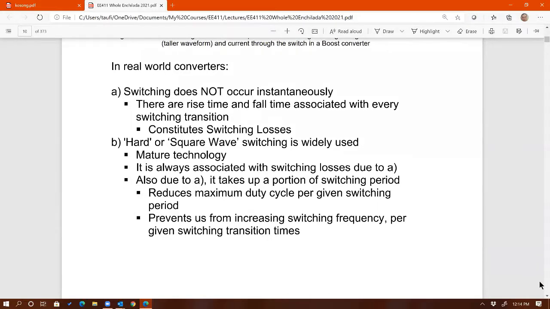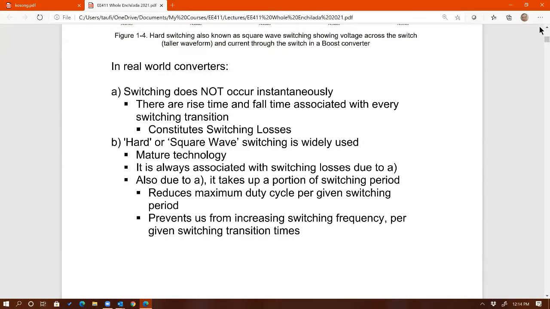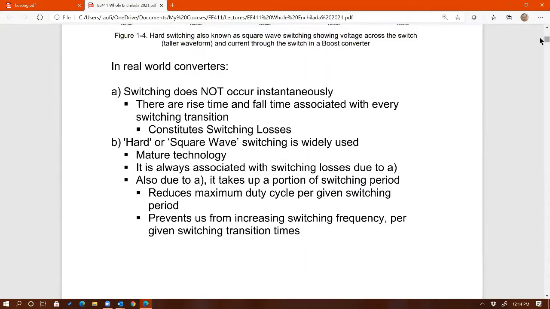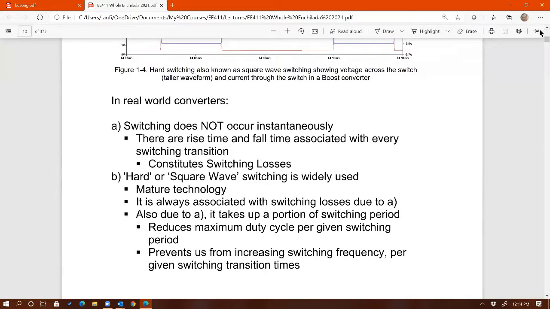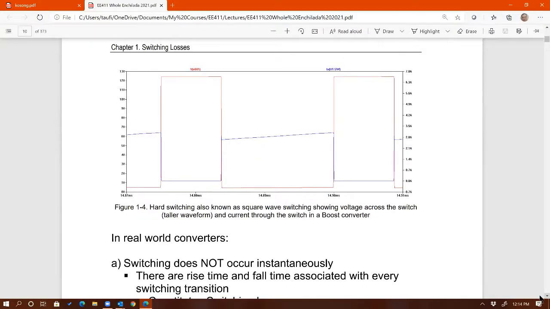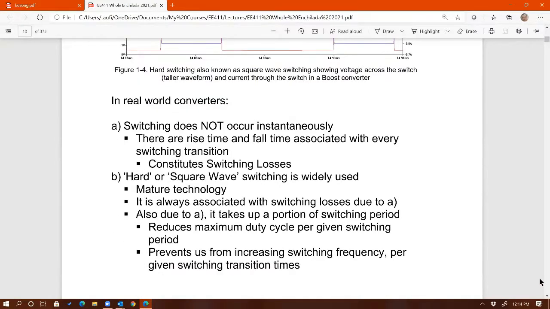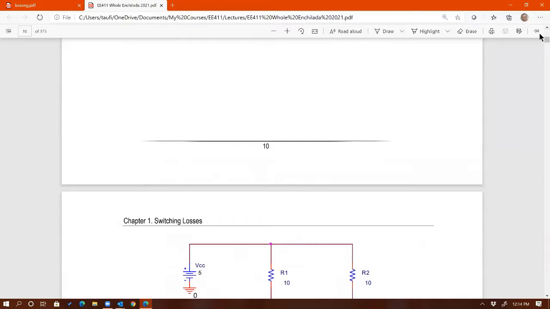Static losses, you learned from EE411, right? From the current waveforms through the switch that you learn in EE411, you take the RMS squared times RDS(on) for a MOSFET, for example, and that gives you the static loss. The two that you have not learned are the switching loss and the driving loss. At this point, I only have switching losses for this book, and hopefully in the future I would also include driving losses. Okay. All right.